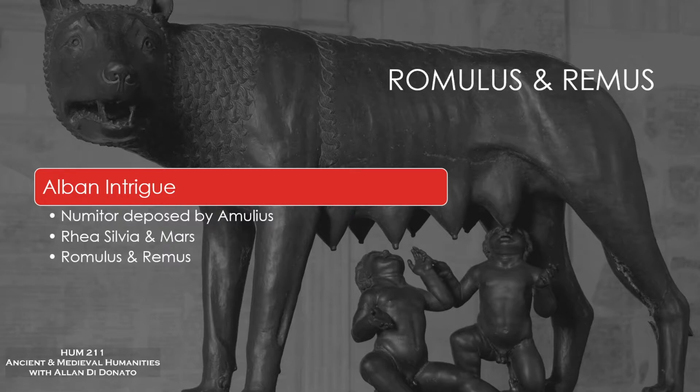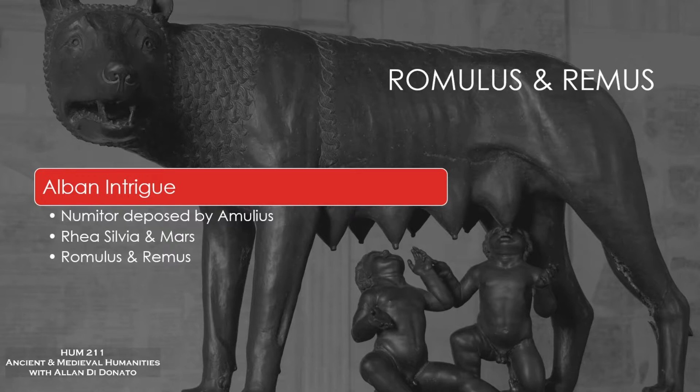Okay, so you've got in Alba Longa some palace intrigue, which leads to the overthrow of the legitimate king of the city, a guy by the name of Numitor, by his wicked brother Amulius. Now, Amulius would like to make sure that you don't have anybody coming back to depose him in the future, so that any other rivals for the throne are eliminated.